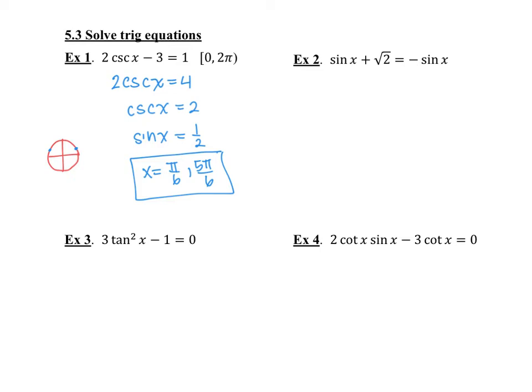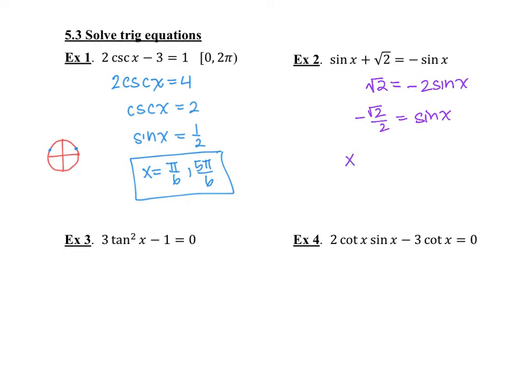Let's see, what am I going to do? I'm going to subtract the sine x on the left, moving this over to here. You could do it differently. Then I will have root 2 equals, and if I subtract the sine x to the minus sine x, I get minus 2 sine x. So if I divide by -2, I get sine x equals negative root 2 over 2.